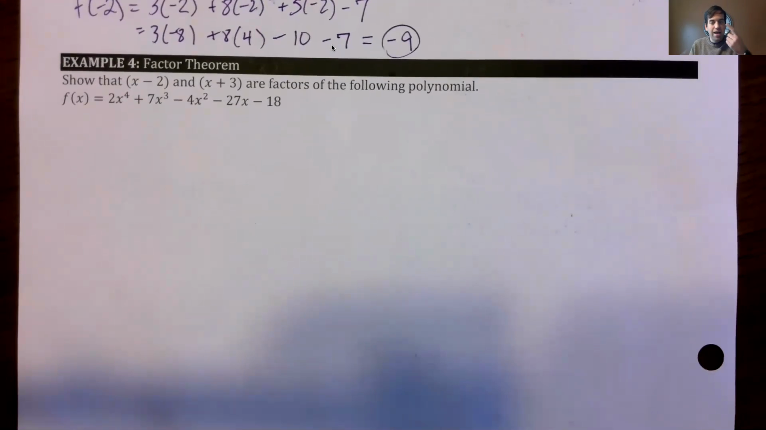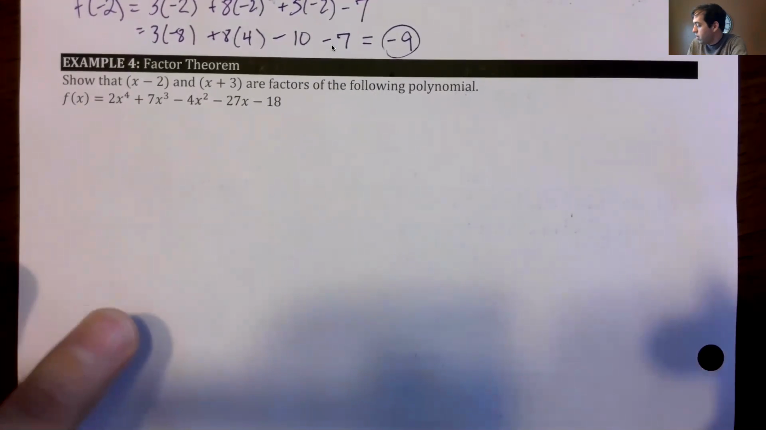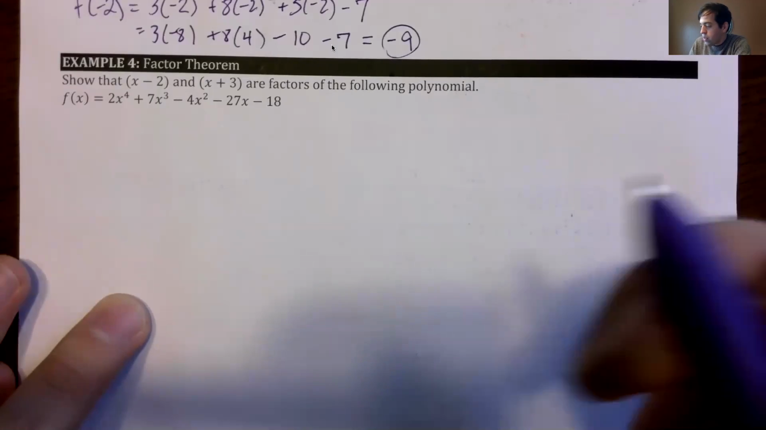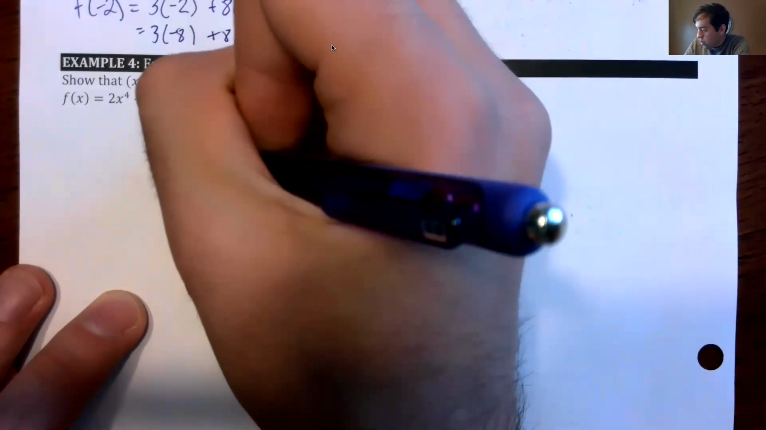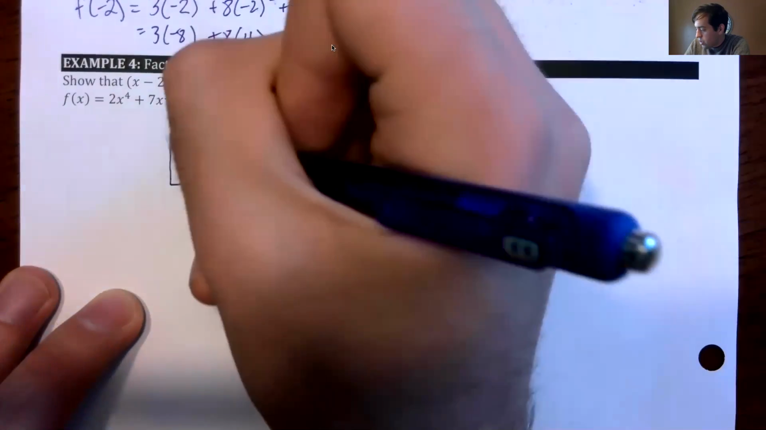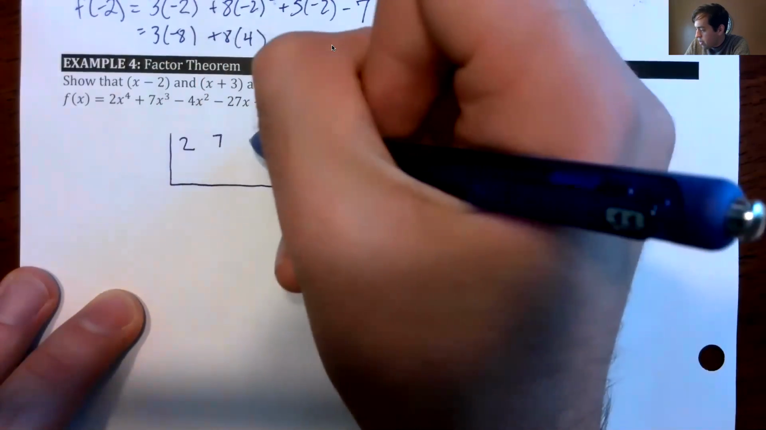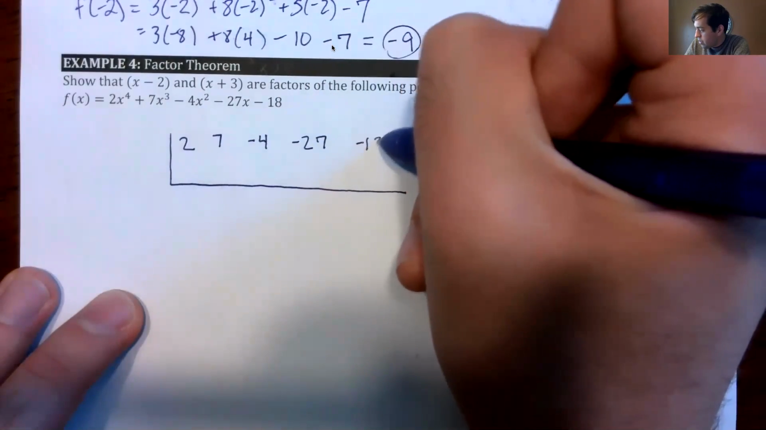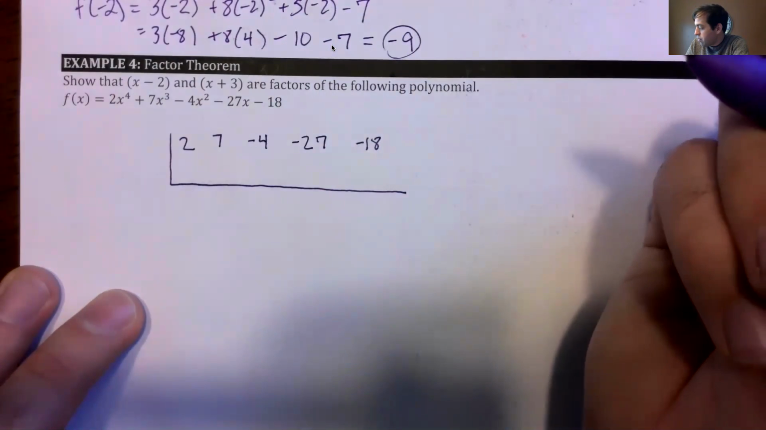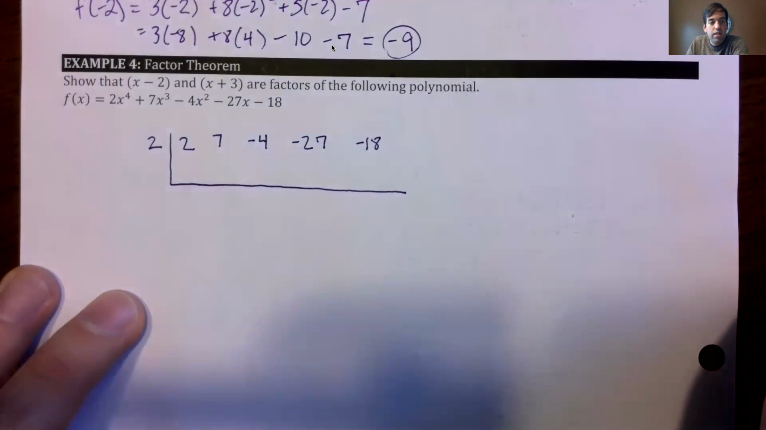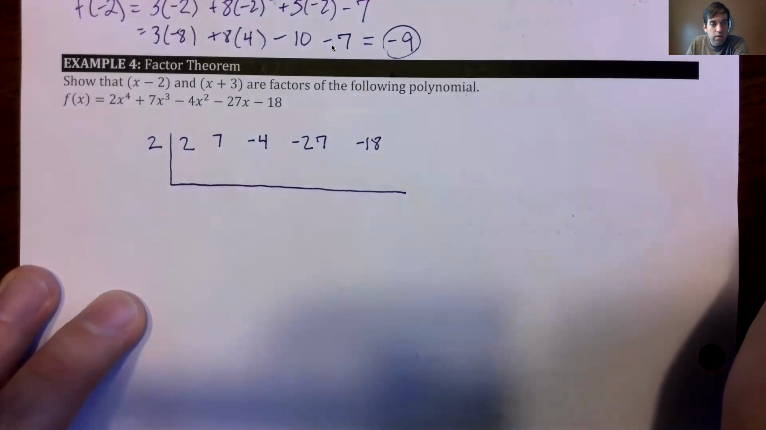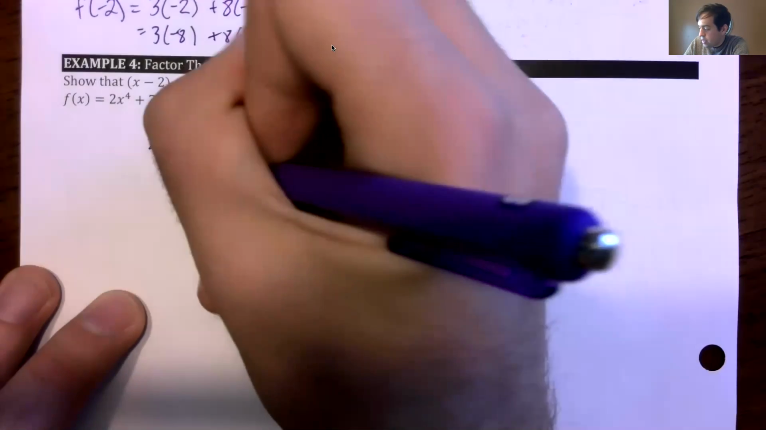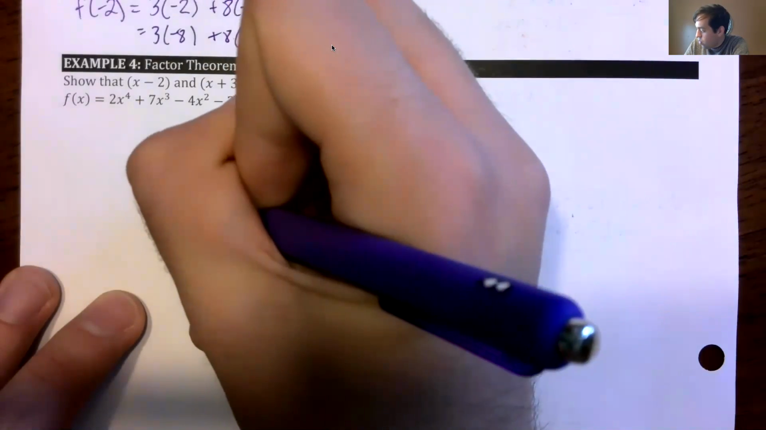So we're going to show that x minus 2 and x plus 3 are factors of the following polynomial. So here's what we're going to do. First, we're going to set up our synthetic division. 2, 7, negative 4, negative 27, negative 18. And we have x minus 2 as a factor. That means that we're trying to check positive 2 as a 0. So we're plugging 2 in on the outside. Let's do the synthetic division.